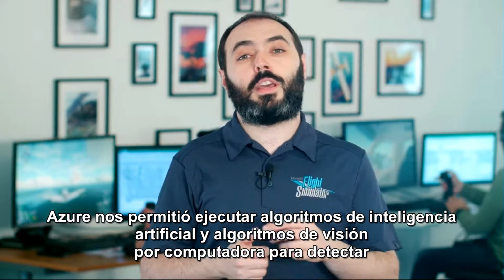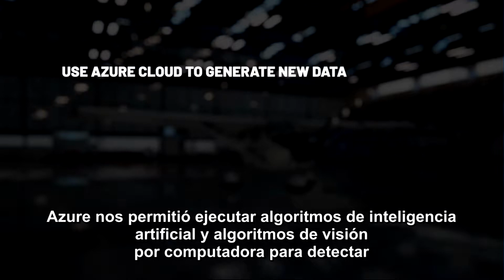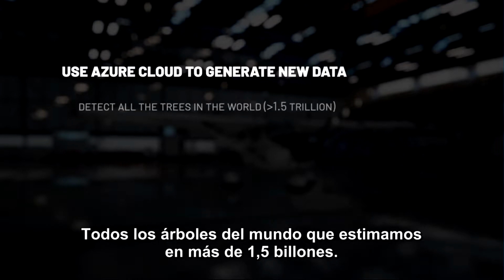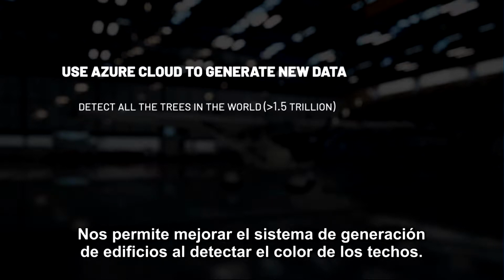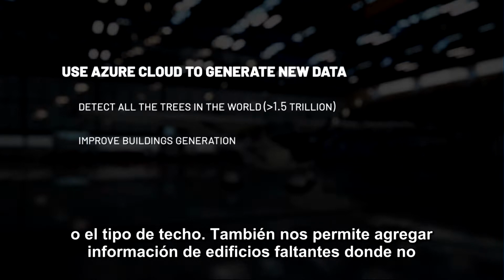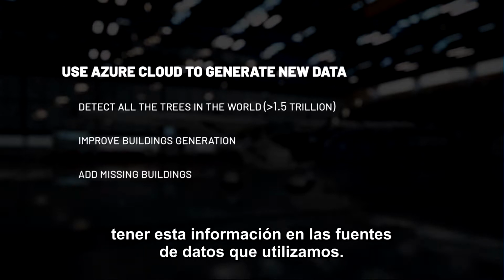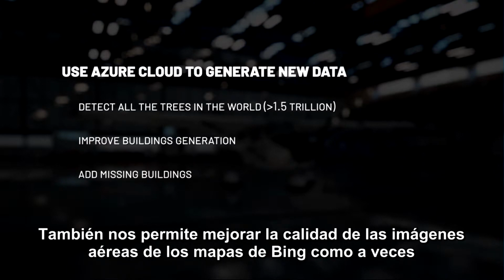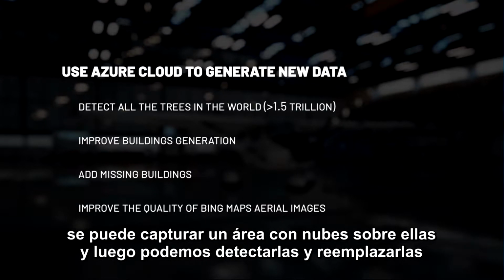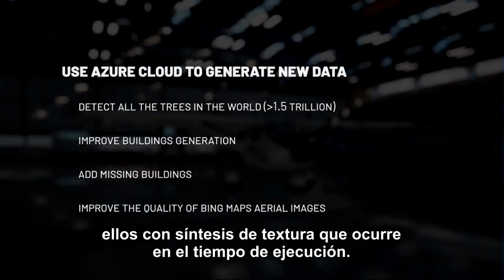Azure allowed us to run AI algorithms and computer vision algorithms in order to detect all the trees in the world, which we estimate to more than 1.5 trillion. It allows us to improve the building generation system by detecting the color of the roofs or the roof type. It also allows us to add missing building information where we don't have it in the data sources we use. It also allows us to improve on the quality of Bing Maps aerial imagery. Sometimes some areas can be captured with clouds on top of them, and then we can detect those and replace them with texture synthesis that happens at runtime.